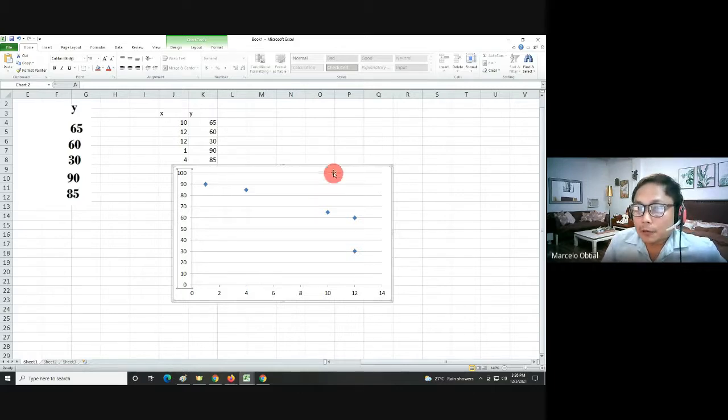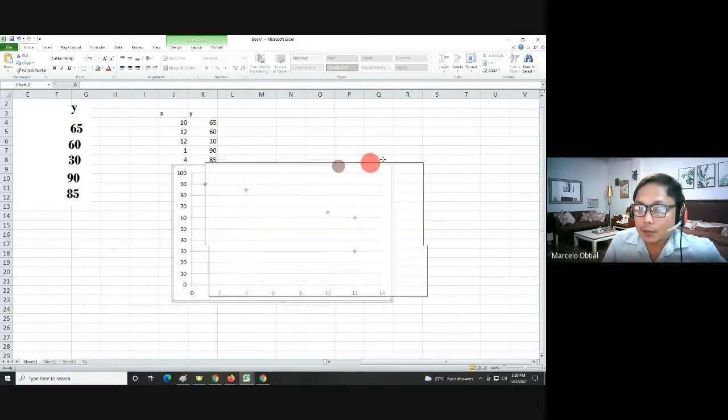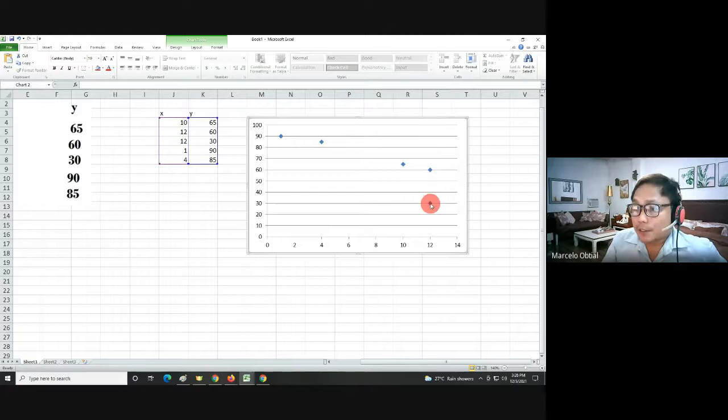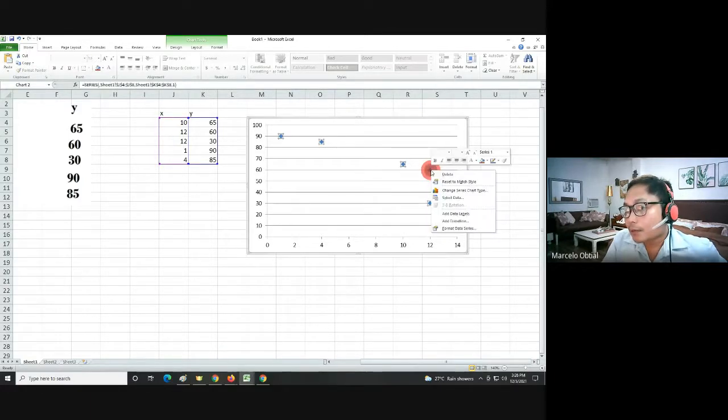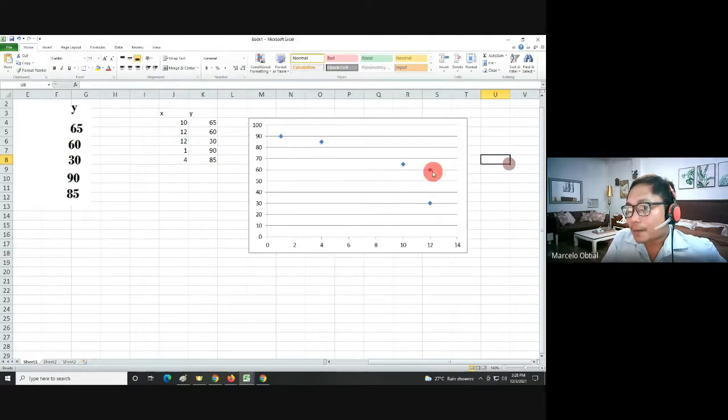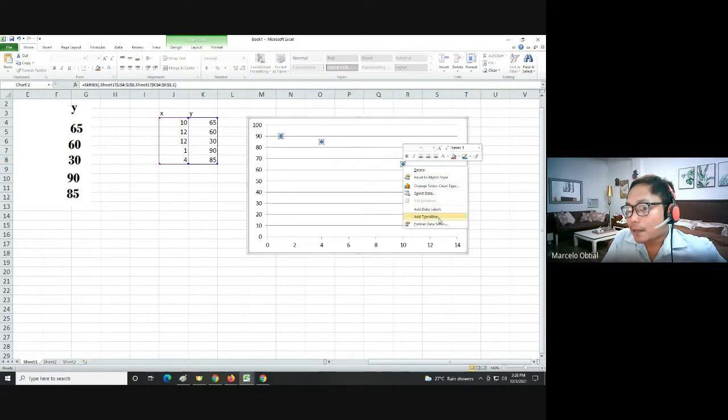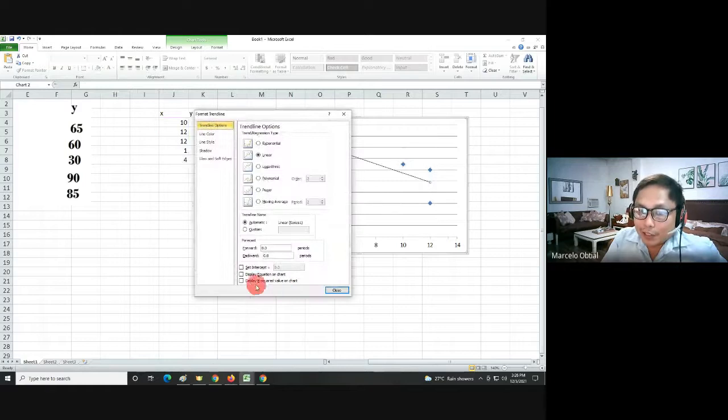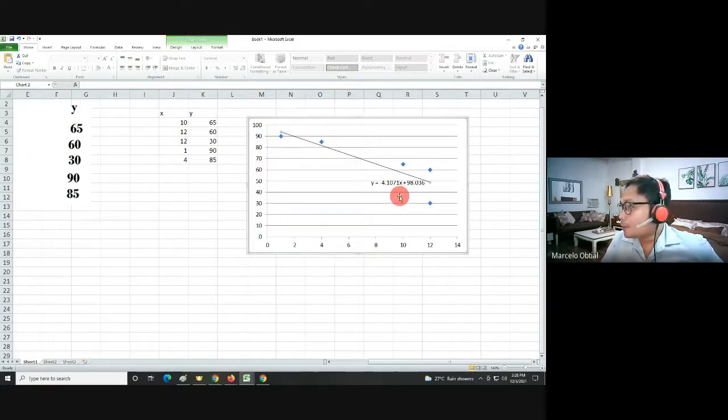Now, in plotting your linear regression equation sa Excel, just click any points. Right button, any points. Okay, then you click this add trend line. Then you check this box, display equation on the chart. Okay, click, close. Automatically, ito na kaagad yung answer doon sa required doon sa A at saka B.